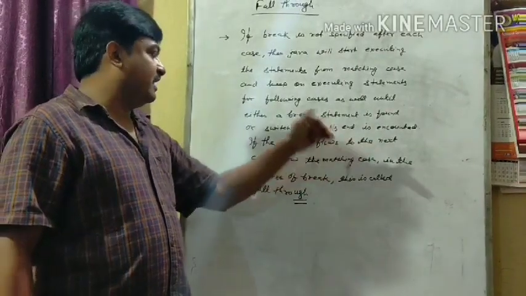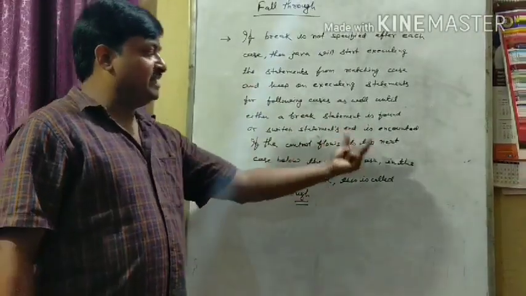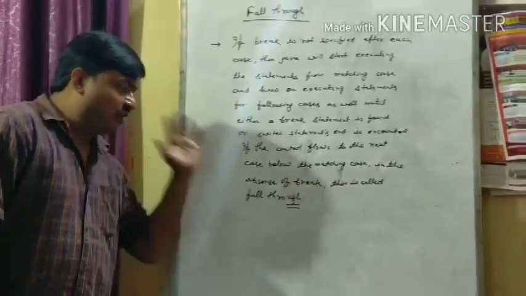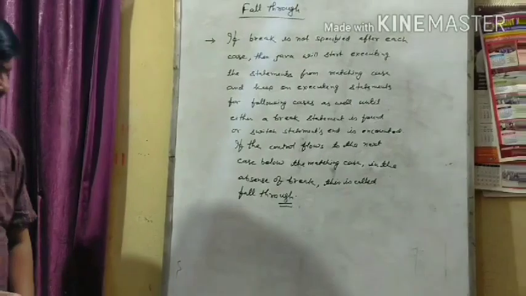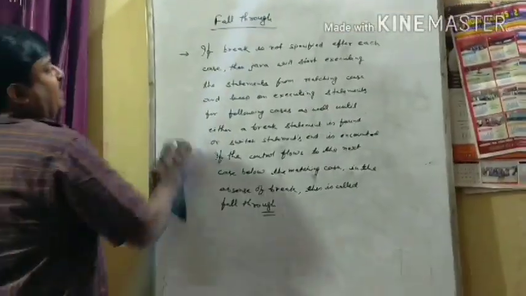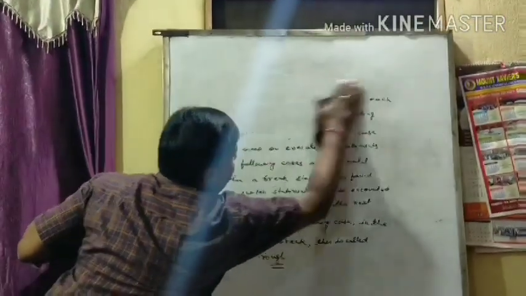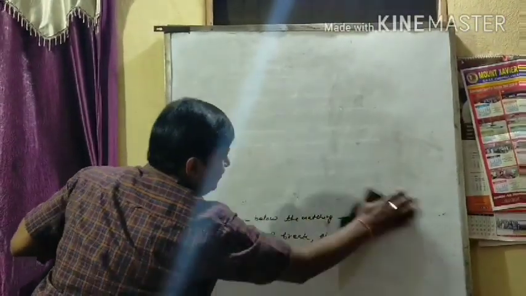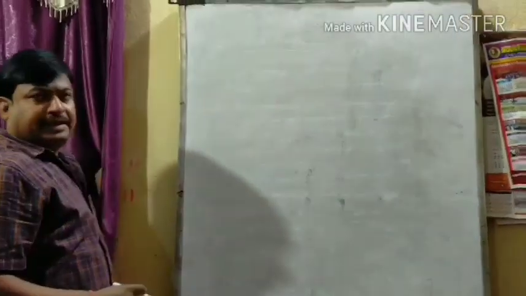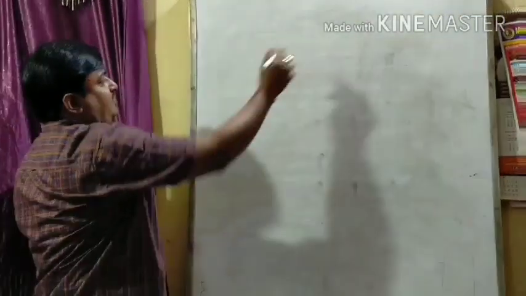If the control flows to the next case below the matching case in the absence of break, this is called fall through. Okay, this is the definition of fall through. I am giving one example. It will clear your mind. Okay, student, I am giving you one example.